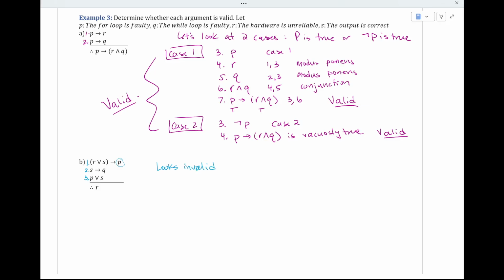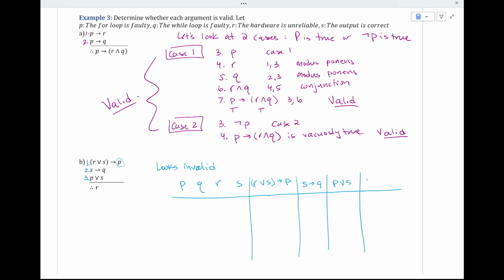So let's look at the truth table. So I've got P, Q, R, and S. And then my hypotheses are R or S implies P. I've got S implies Q. I've got P or S, and then I have R again. So I want all of these to be true, and I want this one to be false. So let's maybe try to engineer that. So I want R to be false, but I want all of these to be true.